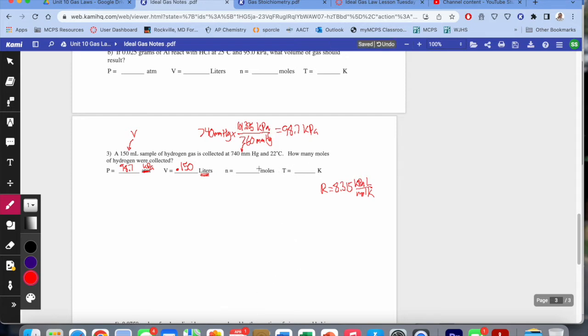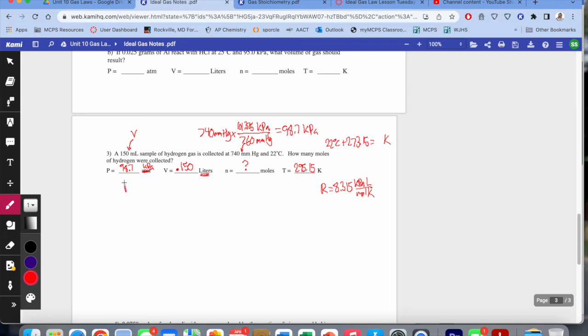How many moles? So moles is our question mark. I don't know how many moles, right? T is in Kelvin, and it gives me it in 22 degrees Celsius, but I need Kelvin. So I'm going to say 22 degrees Celsius plus 273.15 equals Kelvin, right? So 295.15. And there we go. Now we've played the what do you know game and become a winner. And all we need to find is moles, right? So now we're all set up to do it.